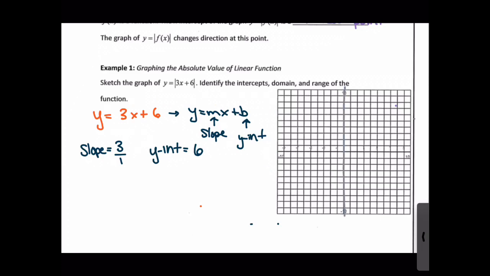So on our graph here, I just like to draw out the x and y axes so you can see them. We're going to start at our y-intercept, which is 6. I'm going from there. 5, 6. And then I'm going to do my slope, which is up 3 over 1. And I'm going to do that down 3 over 1 as well.